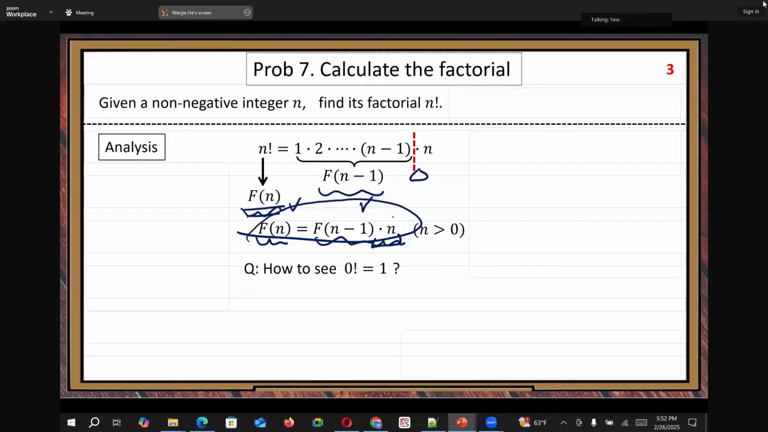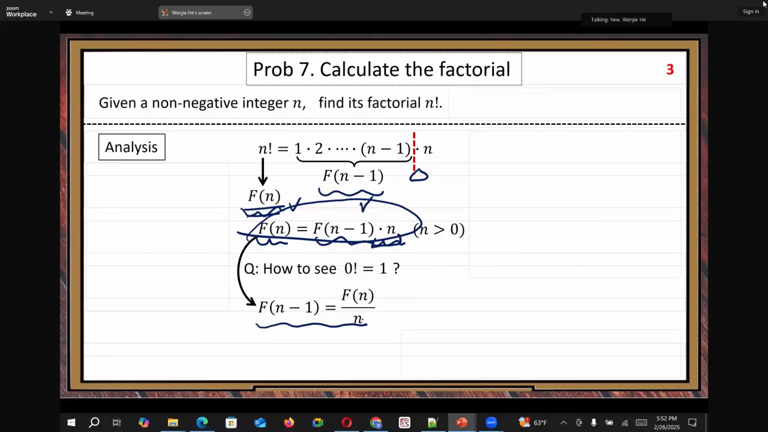Now we want to use this recursive formula to understand why 0 factorial equals 1. To see that, can we write that recursive formula in this way? F of n minus 1 equals f of n over n. Just a simple algebraic operation. F of n over n equals f of n minus 1. An equivalent representation.